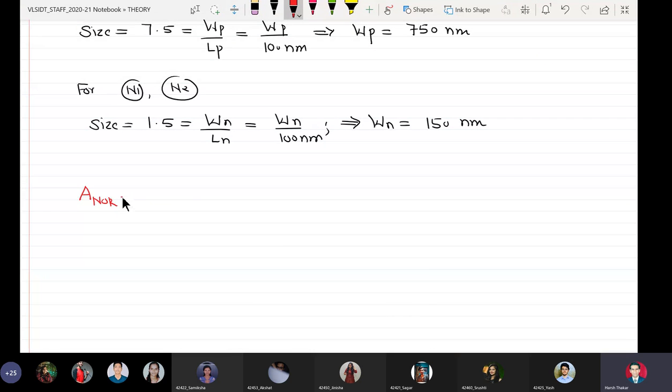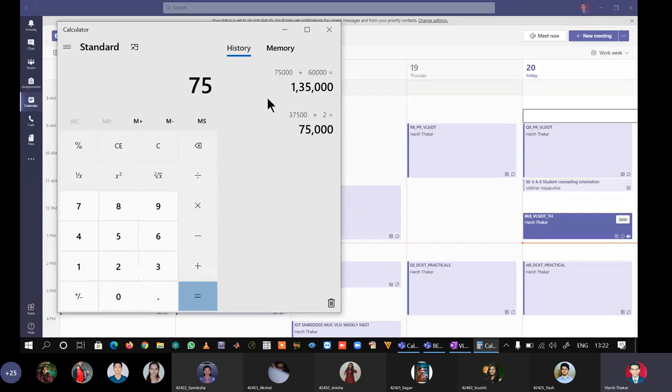The area of NOR gate is equal to 2 into 75000 plus 2 into 15000. So 75,000 into 2 is 150,000, plus 30,000, which gives 180,000.